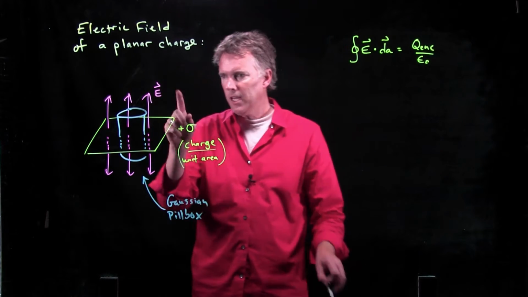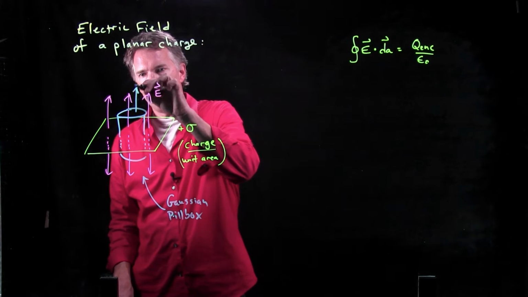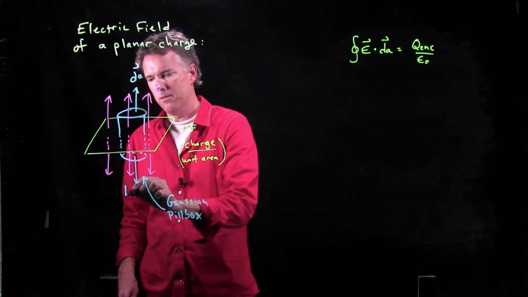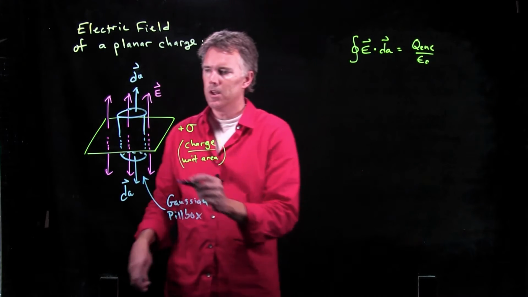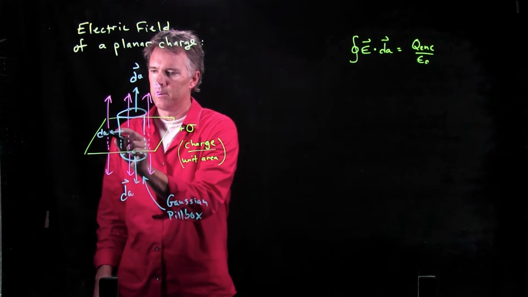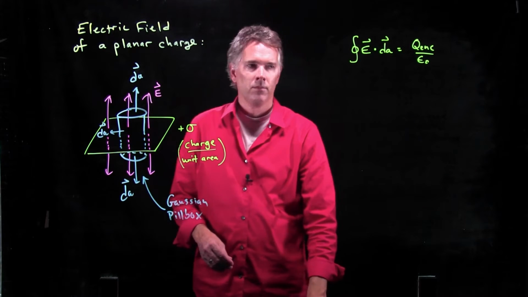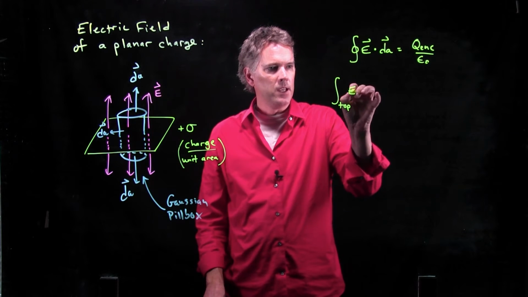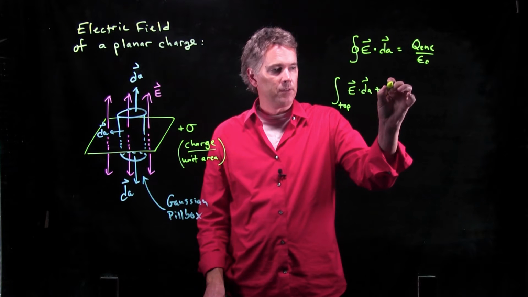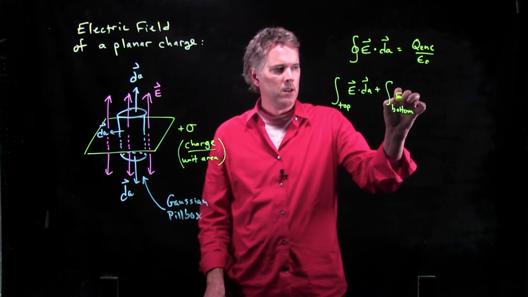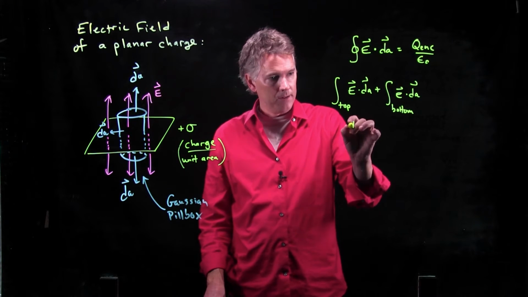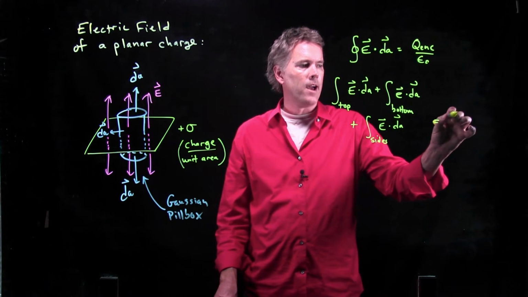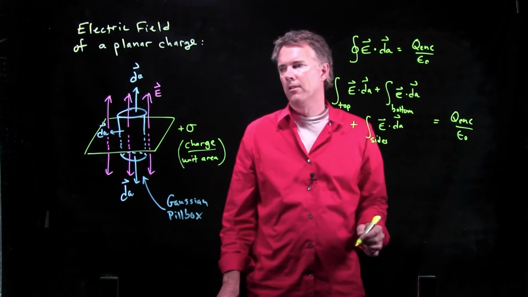All right. If E is pointing up everywhere, dA for here is also pointing up. dA on the bottom side is pointing down. But then we have to go around the edge, and the edges of this thing are pointing out in that direction. So what does the integral become? The integral becomes an integral over the top of E dot dA plus an integral over the bottom of E dot dA plus an integral over the sides of E dot dA, and all of that has to equal Q enclosed over epsilon naught.